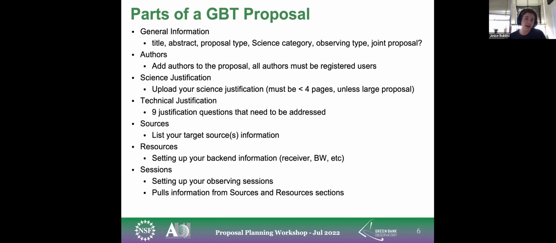And then lastly, you have these interlinked sections where you get to list what your sources are, giving their RA and DEC, velocity, that basic information, giving them labels. Then you can set up your resources. So this is actually the instrument information that you wish to be using, the receiver, its bandwidth, etc. And then finally, in the sessions, you're actually taking those sources, taking those resources and combining them in order to set up specific observing sessions that will address your overall proposal request.